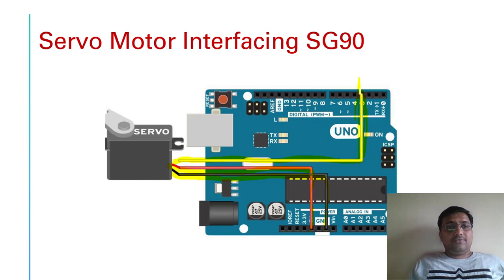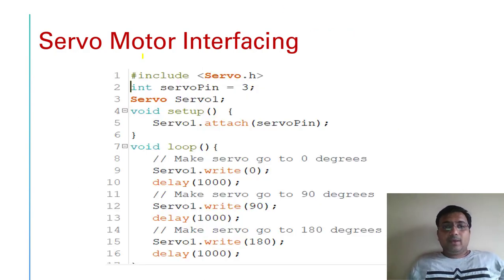So we'll see the coding of the servo motor. Here we have included the library known as Servo.h. This gives you the conversion of your angle into PWM pulses. So we need to pass the angle, and it is going to convert that angle into PWM pulses. Integer servoPin is 3, because we have connected the servo signal line to pin number 3. Here we need to create one object, Servo servo1. So we have created one object known as servo1.